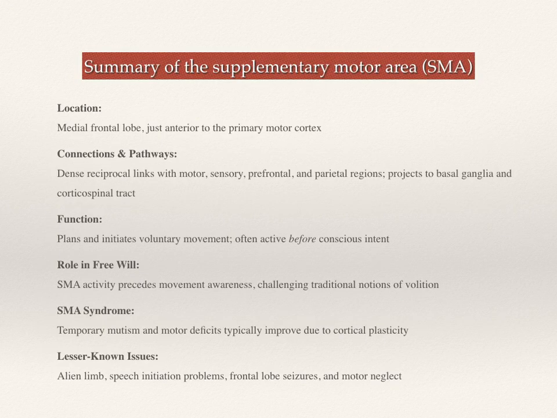obviously they're not. The speech problems are not aphasia, and you still have motor intention with the motor neglect. So the summary of all these things is that it's located in the medial frontal lobe and is just anterior to the primary motor cortex. It has dense reciprocal links with motor, sensory, prefrontal, and parietal regions and projects to the basal ganglia and corticospinal tract. It plans and initiates voluntary movement and sequences of learned movement and is active before conscious intent. It plays a role in free will, and because it precedes movement awareness, it can challenge traditional roles of volition.